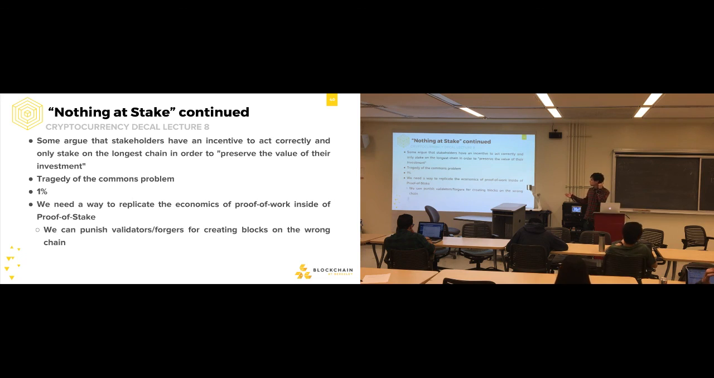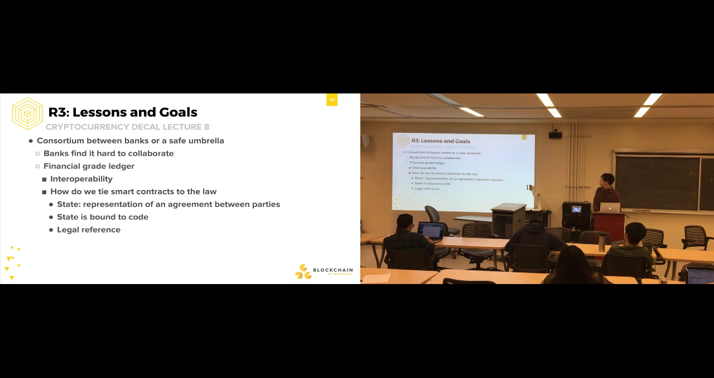So we can solve this. If you want more details, please talk to me after class. But we can basically solve this by implementing, or we can punish validators for creating blocks on the wrong chain. So basically the idea is we want to take proof of work economics and apply them to proof of stake blockchains. And R3, the most interesting thing about this is that they were trying to tie smart contracts to the law. And they're defunct now, but that was it.